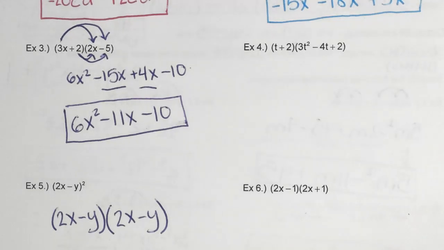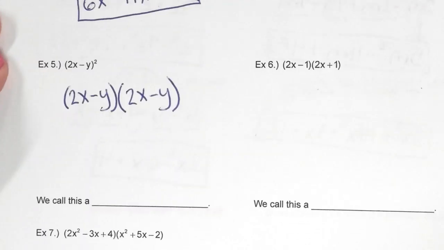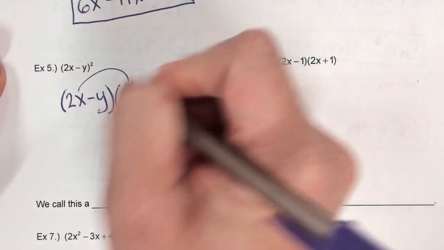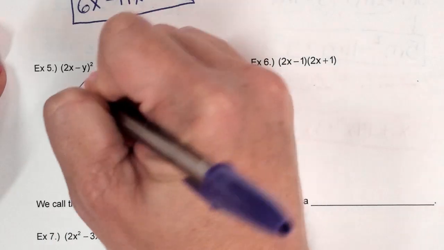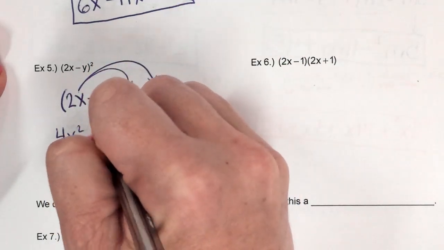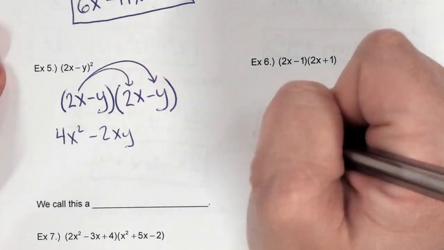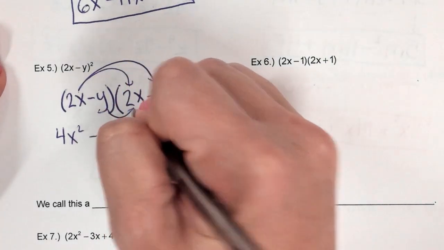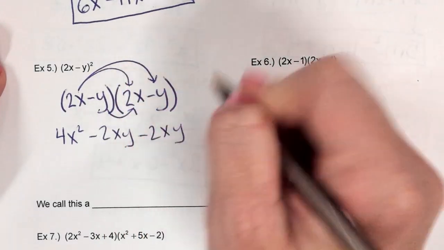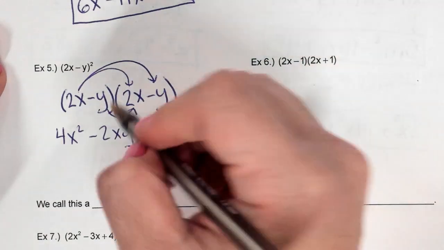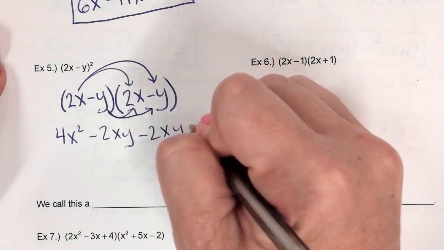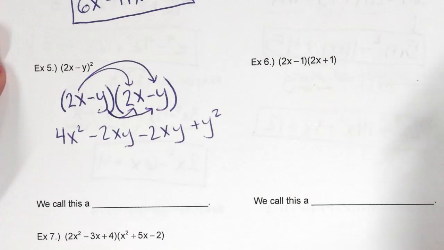Okay, so on the first one, you should have gotten 4x squared minus 2xy, because those are not alike, so they just line up alphabetically, minus 2xy again, because you want them in alphabetical order, and then 2 negatives makes a positive, so plus y squared. Any questions with that? The y would go before the x and y.